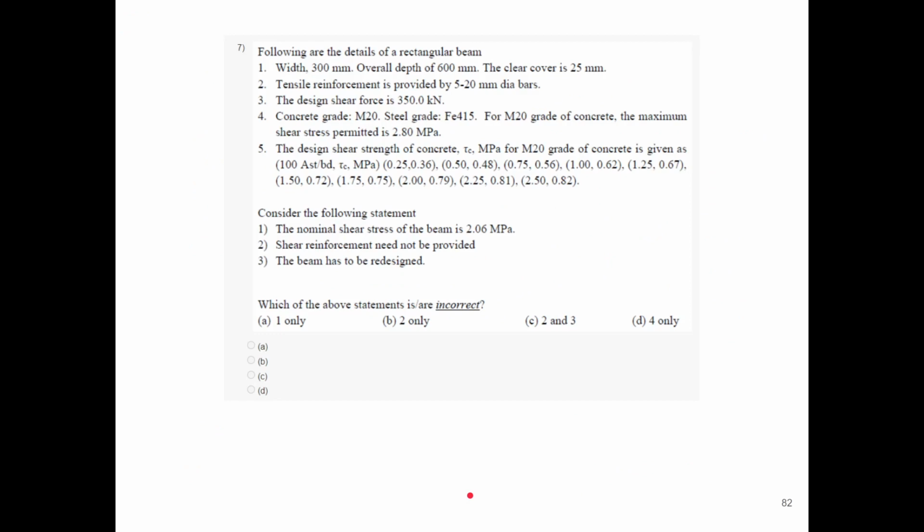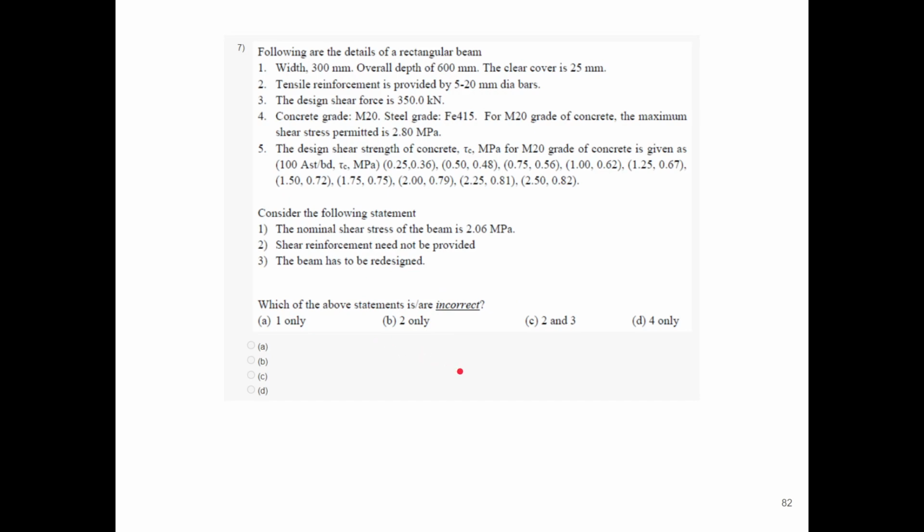Seventh question. So, following are the details of a rectangular beam with 300 mm width, overall depth 600 mm, clear cover 25 mm, tensile reinforcement 5 bars of 20 mm, design shear force 350 kN, concrete grade M20, steel grade Fe415, maximum shear stress for M20 2.8, and these are the tau c values for different pt. So these are the statements. Nominal shear stress of beam is 2.06 megapascal. Shear reinforcement need not be provided. Beam has to be redesigned. So which of the statements are incorrect?